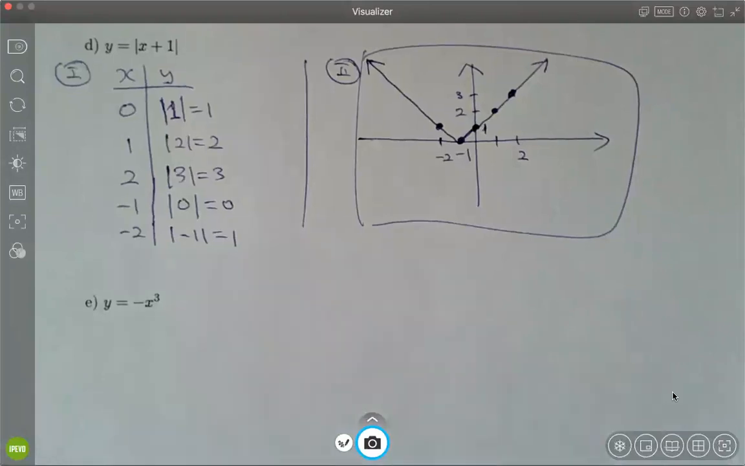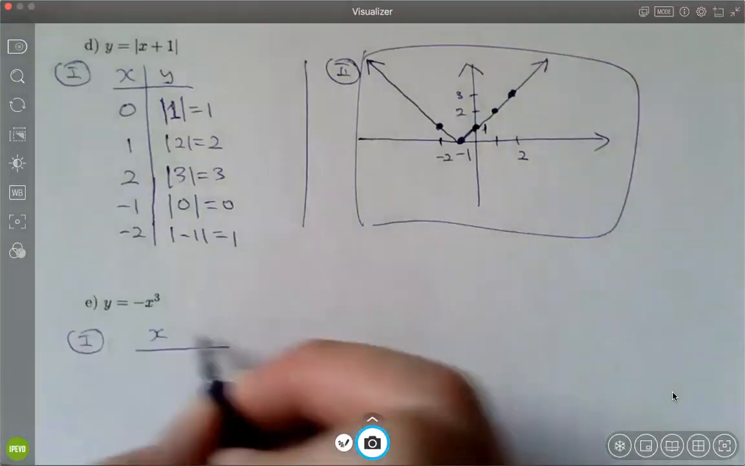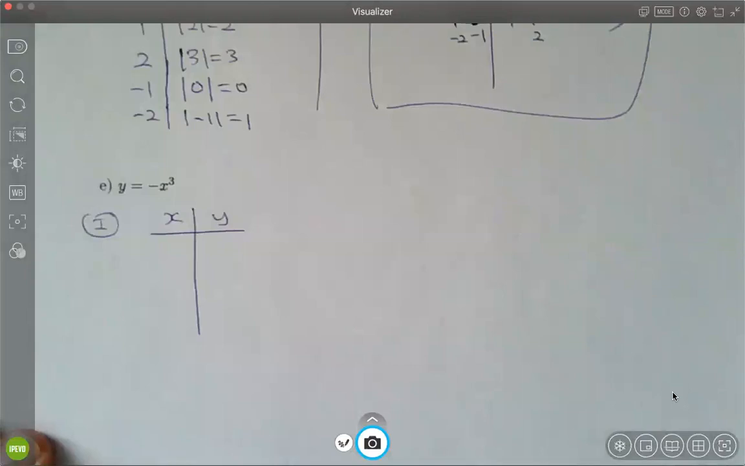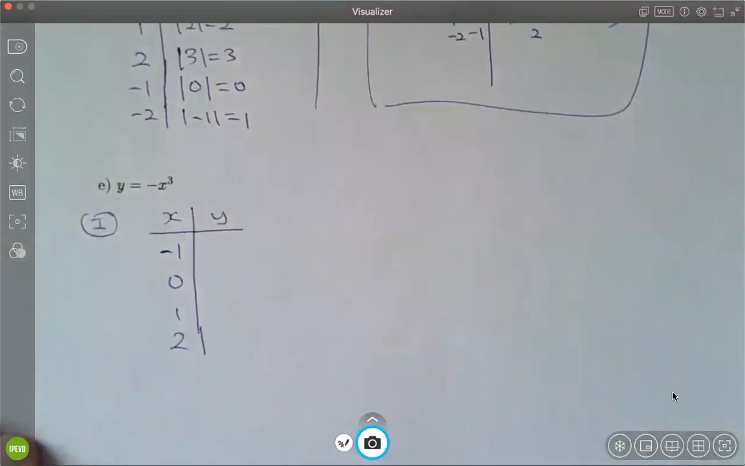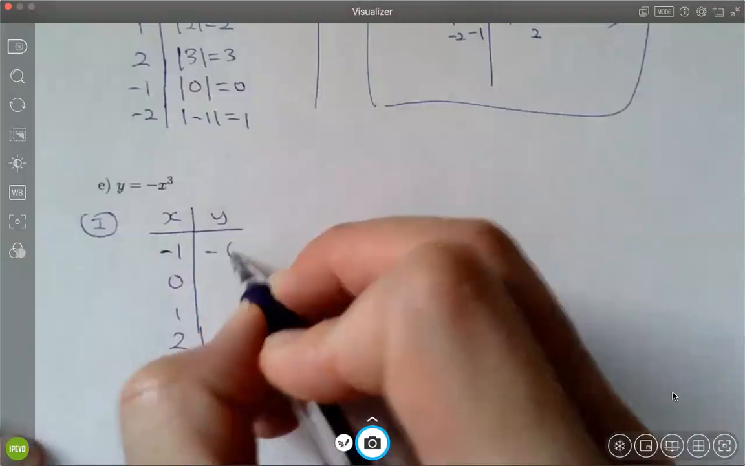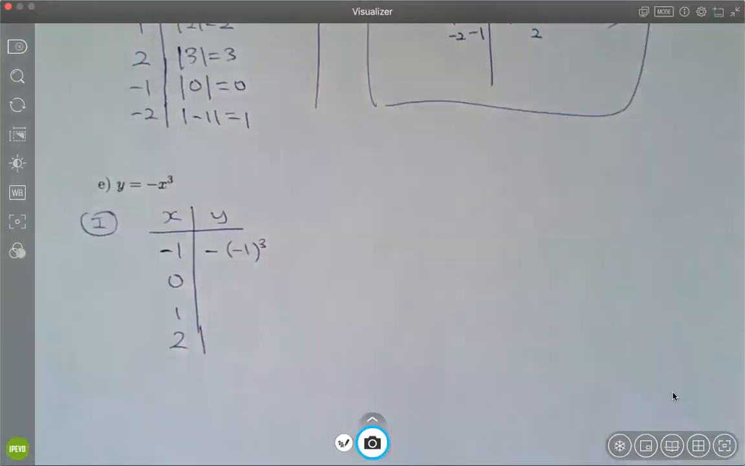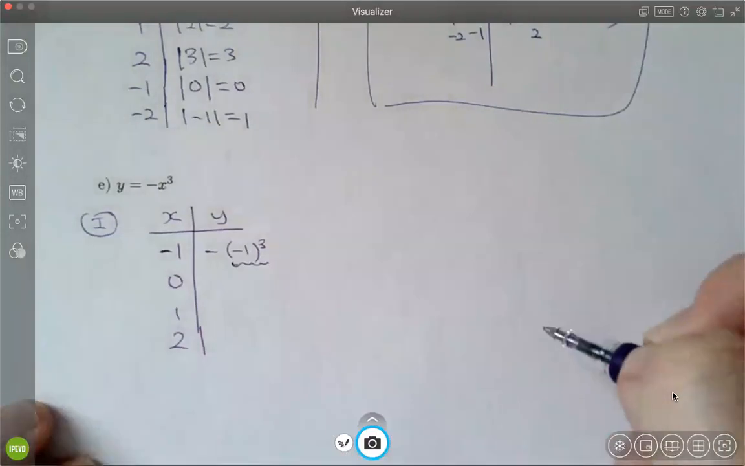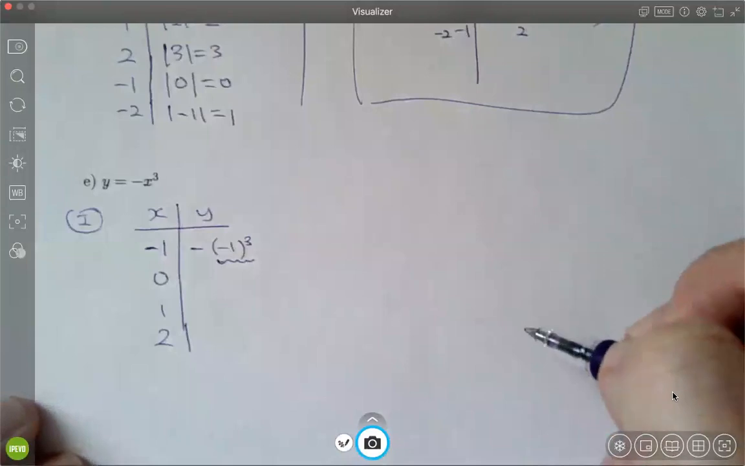Okay, so let's see. Let's choose some x values. So let's see, what can we choose? Maybe -1 and 0, 1, and 2, maybe. Okay, so now when x is -1, what do we have? Negative of -1 cubed, right? Okay, and now what does this mean? So we do -1 cubed first, right? And what is -1 cubed?